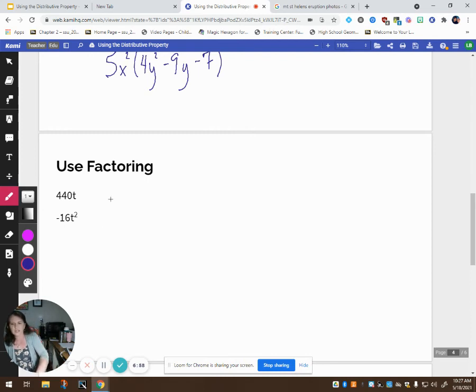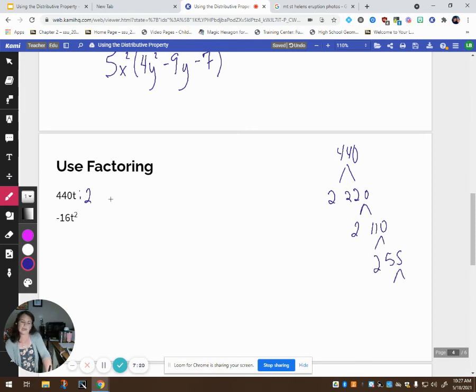So I went ahead and split it up. It was 440t minus 16t squared. I split it up so that I can write it in factored form. Again, pause the video and try this on your own. I've got 440 is the same as 2 times 220, which I can quickly see is the same as 2 times what? 110, which is the same as 2 times 55, which is the same as 5 times 11. So now this is factored. 2 times 2 times 2 times 5 times 11 times t.